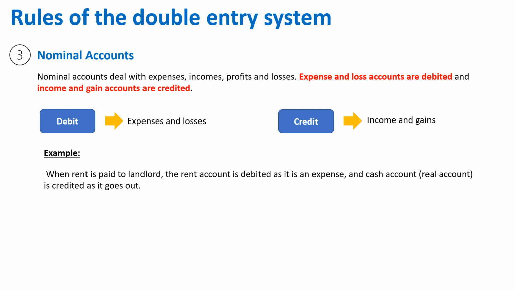When rent is paid to landlord, the rent account is debited as it is an expense, and the cash account is a real account which goes out from the company, so it is credited. So what should be the entry? Rent account debited to cash account.